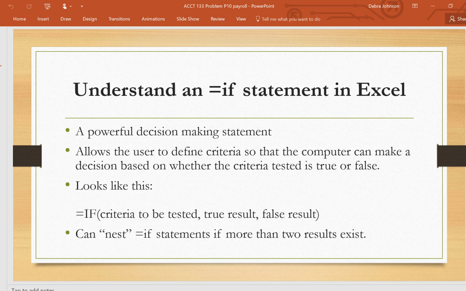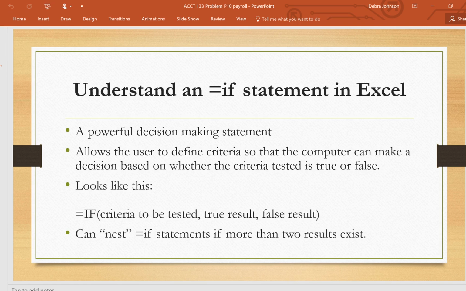One of the most important and powerful features built into the Excel program is a command that allows the computer to make a decision. So far, we have been using math-based formulas to have the computer perform basic math computations for us. Now we will learn how to tell the computer to make a decision and carry out a result. We will do this through an equals if statement.